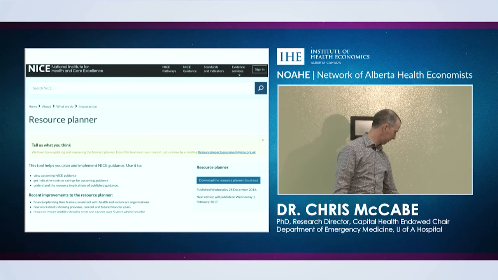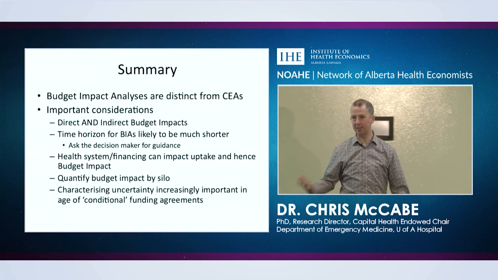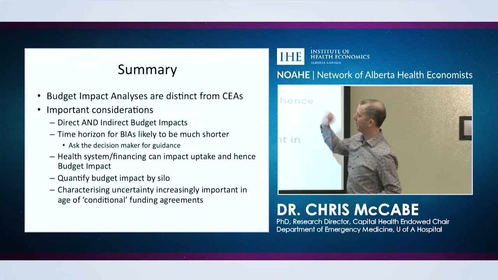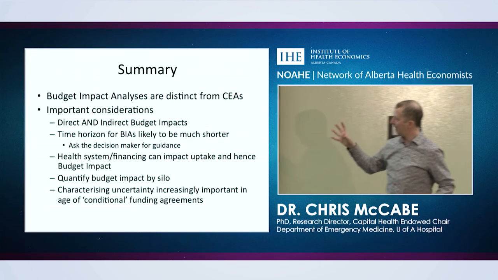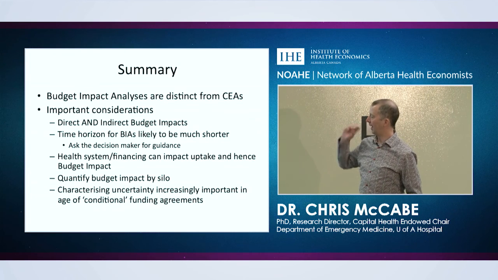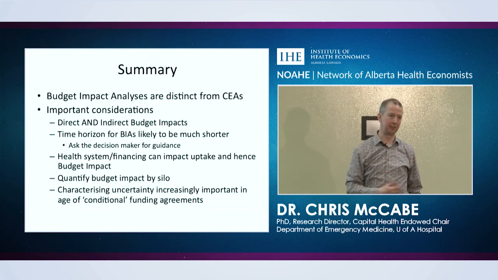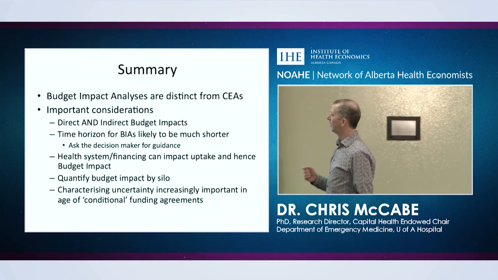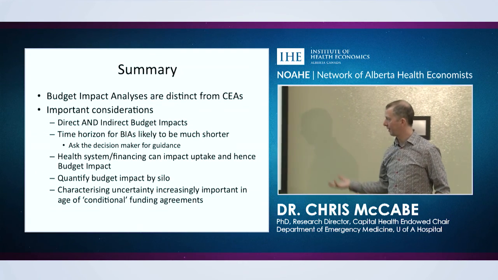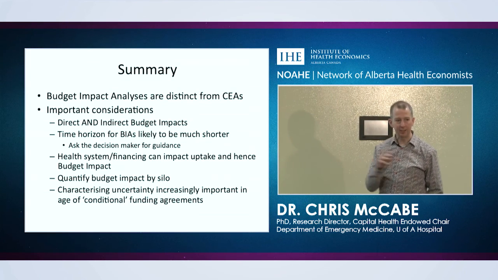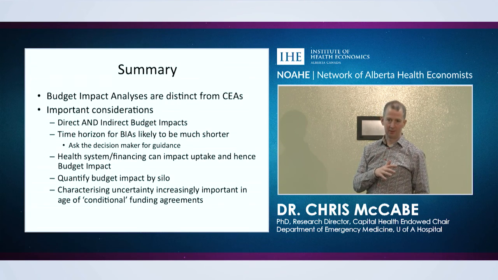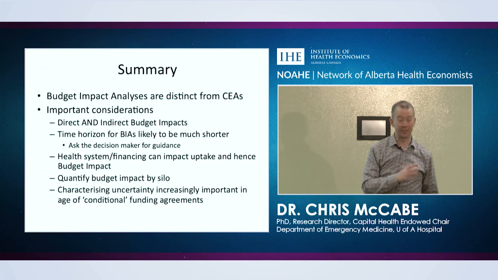So I did that. So summary, they are distinct from cost effectiveness analyses. Important to consider both direct and indirect. Time horizons, ask a decision maker. They're not going to be cost effectiveness analysis time horizons. Need to think about health system financing structures, how that is going to impact on uptake. The assumption that everybody who's clinically indicated will get it often won't hold. So you need to think about that.